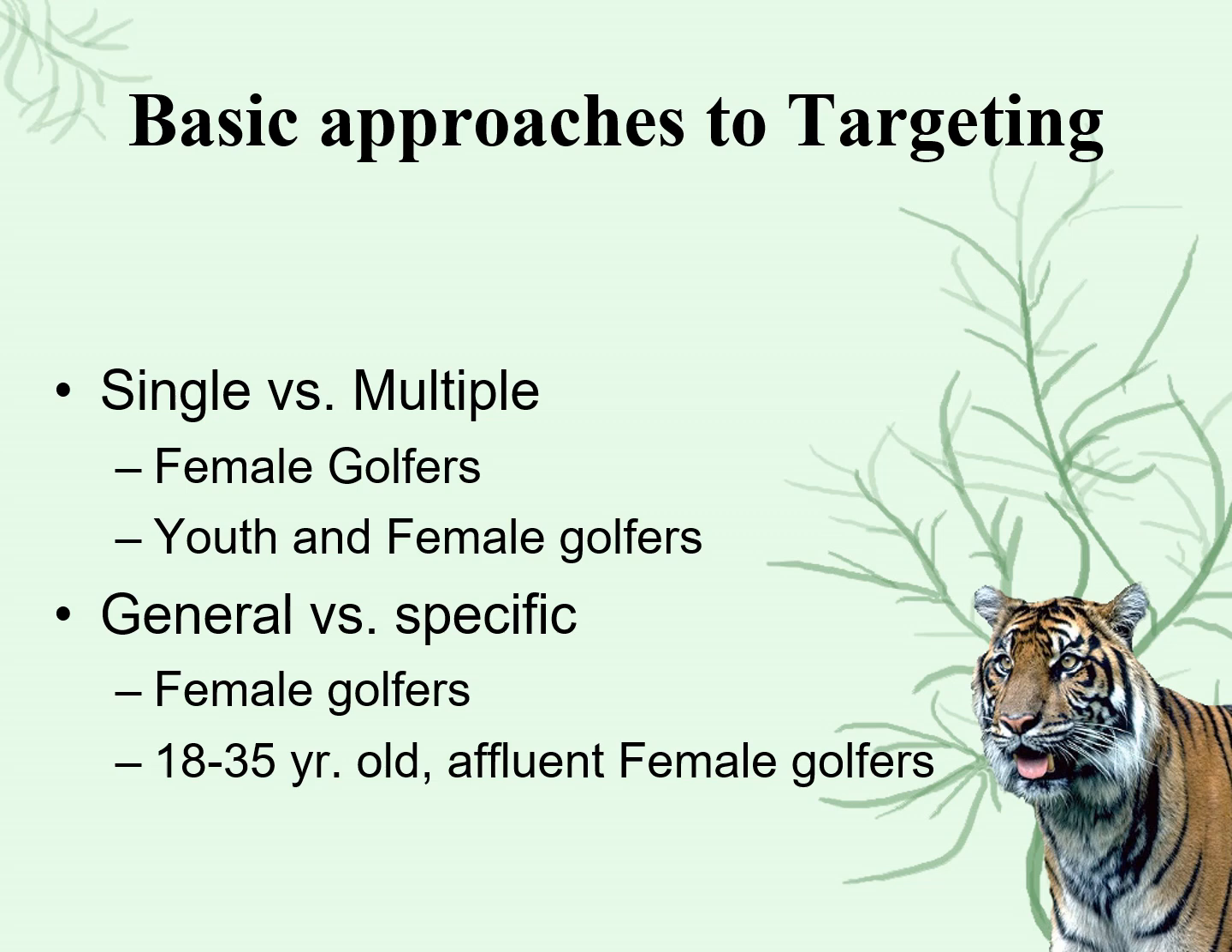A couple of basic approaches to targeting. We can target one single group or we can target multiple groups. So for instance, if we were targeting golfers, we might target female golfers. Well, that's a single group, obviously. Or we could be targeting youth and female golfers, which are multiple groups. We can also do our targeting on a general versus specific framework. That is, we might market to female golfers, which is a fairly general group of people, or we could be marketing to 18 to 35-year-old affluent female golfers, which of course is a much more specific group and a much smaller group, but might be the exact correct target for a particular product that we're trying to sell to them.